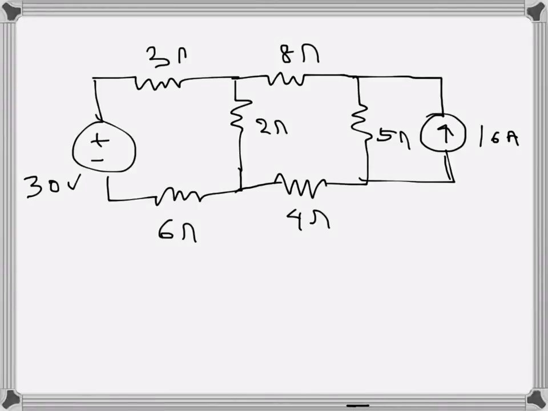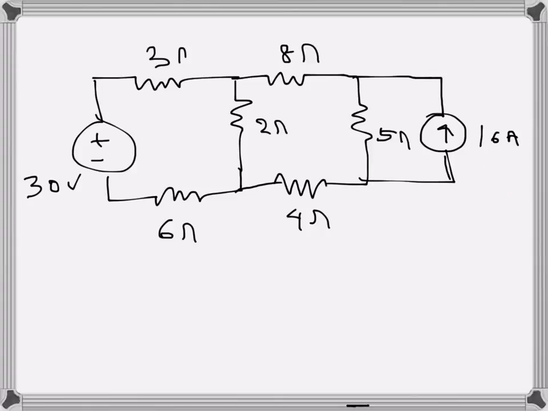For this circuit, I need to find the power dissipated by the 2 ohm resistor, and I need to use the mesh current method for this one. What I see is there are 3 meshes here, and there is a current source, which is this one. So let's assign the mesh currents first.